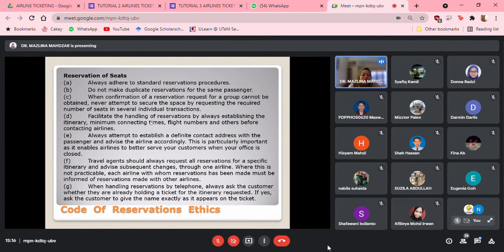So usually when making a reservation, these are the things that a travel agent must follow, which are procedures. You cannot make a duplicate booking. What is a duplicate booking? It means you must make sure you do not make a double booking for the same passenger. When confirmation of a reservation request for a group cannot be obtained, even if it is a waitlist, you cannot say the seat is available. Say you want to make a booking for the lowest fare, but the lowest fare across all classes of service is already full, there is none. But you attempt it anyway and it becomes a waitlist, and you confirm it. You cannot do that, because it will have consequences. When any problem occurs, you will have to pay compensation.